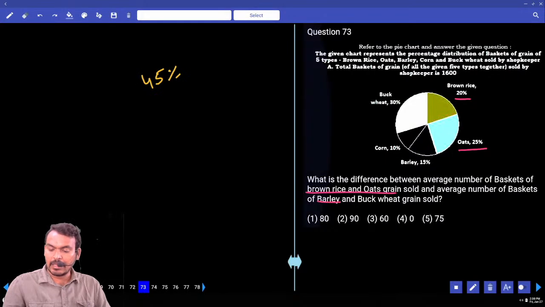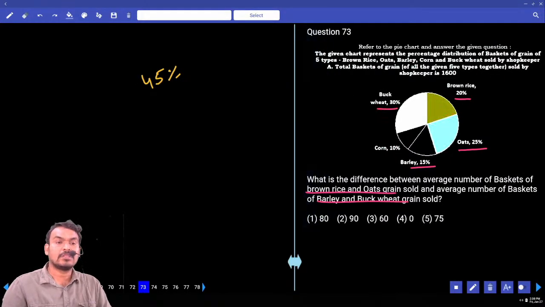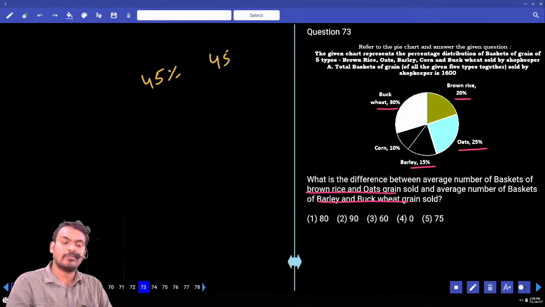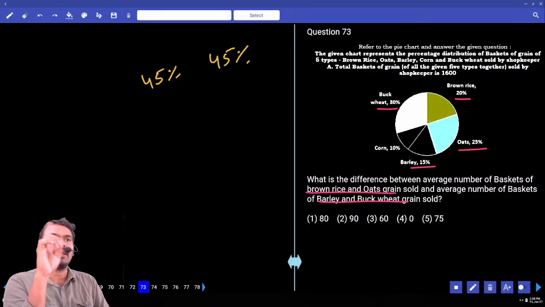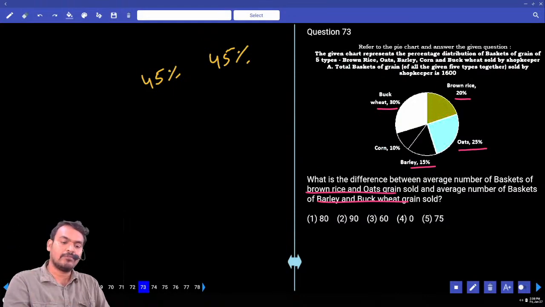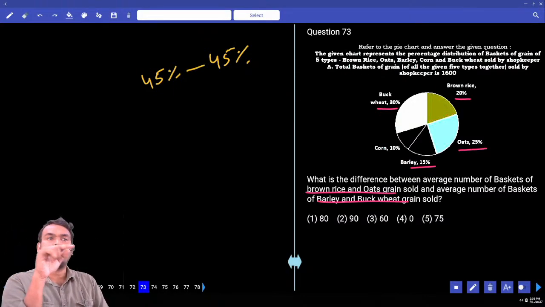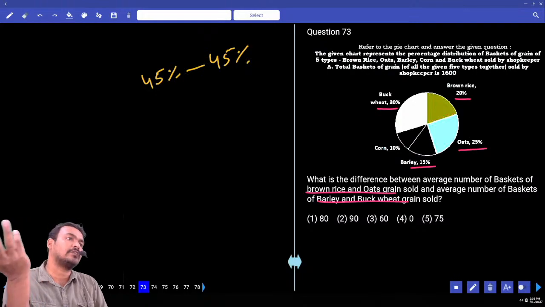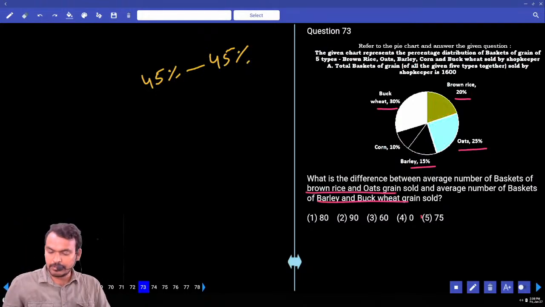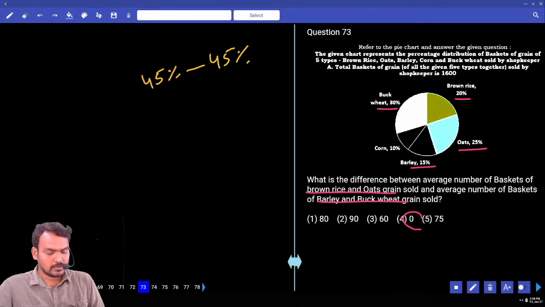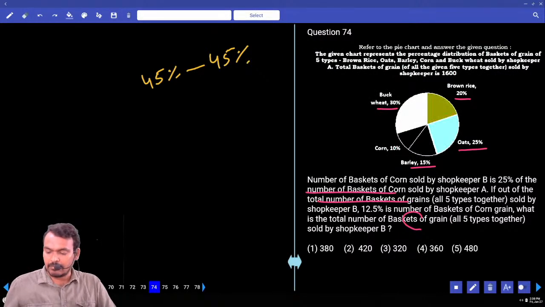Next, barley and buckwheat. Barley is how much? 15. Buckwheat is how much? 30. Both add up to 45. One sum is 45, another sum is 45. What is the difference in sum? 0. A difference in sum of 0 means the average difference is also 0. Which option? Fourth option.